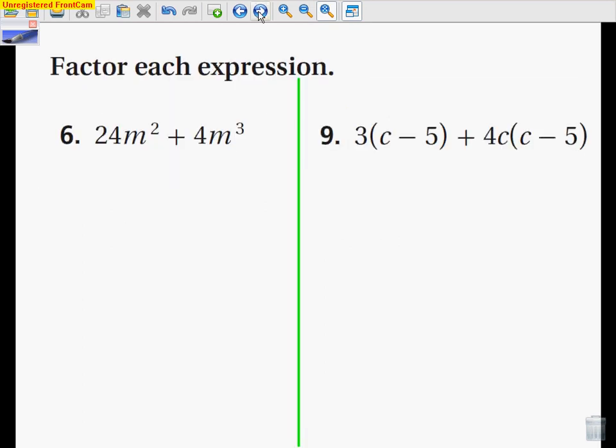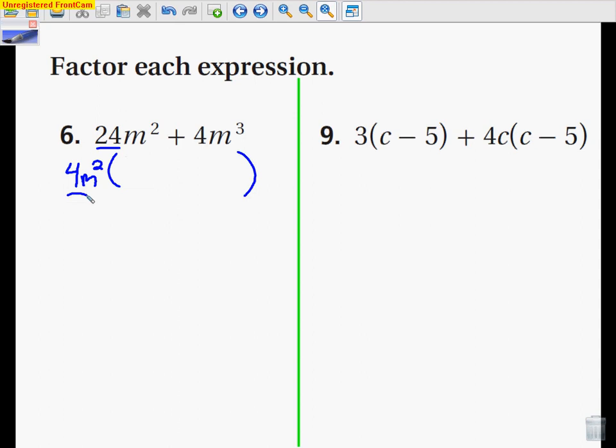All right, now we're going into the general factoring. This one, they want you to factor the expressions. Let's look at number 6. First thing, when you factor the expression, you want to look and find the GCF. The GCF between 24m squared and 4m cubed. Well, the greatest number you can take out is 4. The greatest amount of variables is m squared.